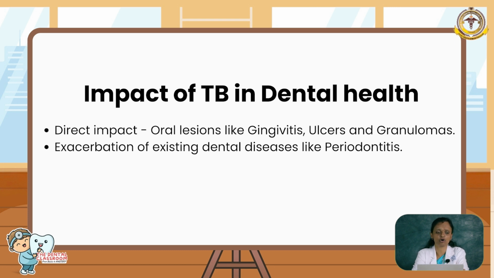And what is the impact of this tuberculosis on dental health? See, tuberculosis has serious implications even for dental health, both by direct impact and by exacerbating pre-existing conditions. The direct impact is usually on the oral tissues. There can be inflammation of the gingiva, tuberculous gingivitis, tuberculous ulcers, and even granulomas. There will be nodule-like structures because of granuloma formation. Since the dentist will be the first point of contact for these oral lesions, they should consider tuberculosis as a differential when dealing with suspicious oral lesions, especially non-healing ulcers.